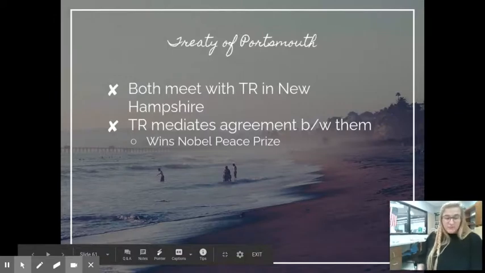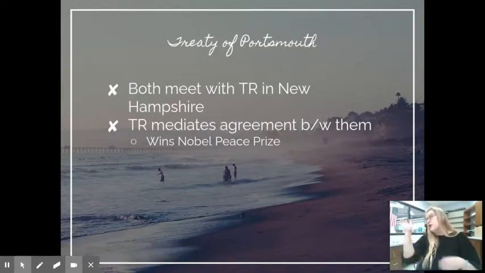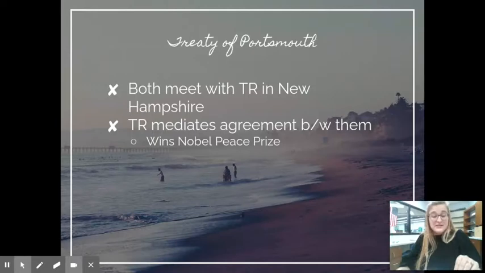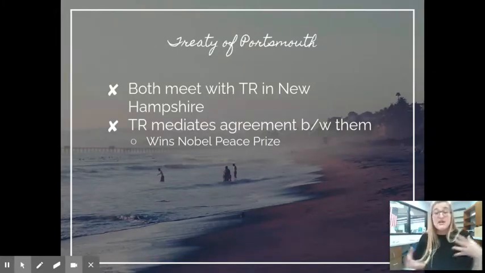The Treaty of Portsmouth, basically they're fighting. They're fighting over a railroad. They're fighting over areas in Manchuria and China and Korea. But the U.S., Teddy Roosevelt specifically, steps in and he wants to prevent either side from gaining a monopoly in Asia. He doesn't want to be involved in the war, so he helps them sign a treaty. He mediates the agreement and wins a Nobel Peace Prize for it.